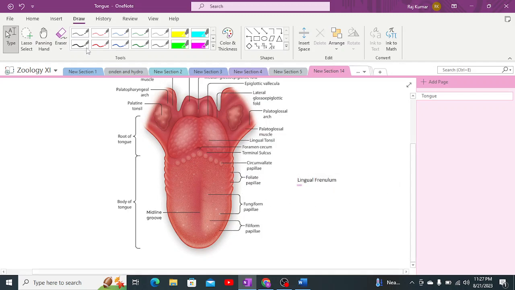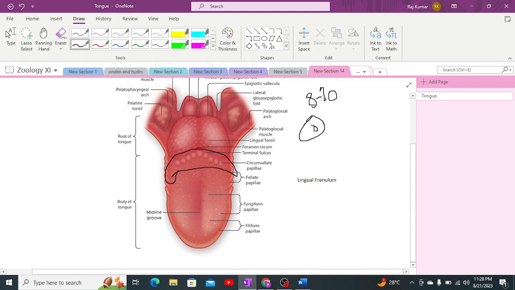Circumvallate papillae, as you can see in the diagram, are arranged towards the posterior side in a curved path, and have a circular shape. These are the largest papillae in terms of size, which is why they are present in less number. How many are present? 8 to 10. Sometimes we also say 6 to 10, but mostly 8 to 10.